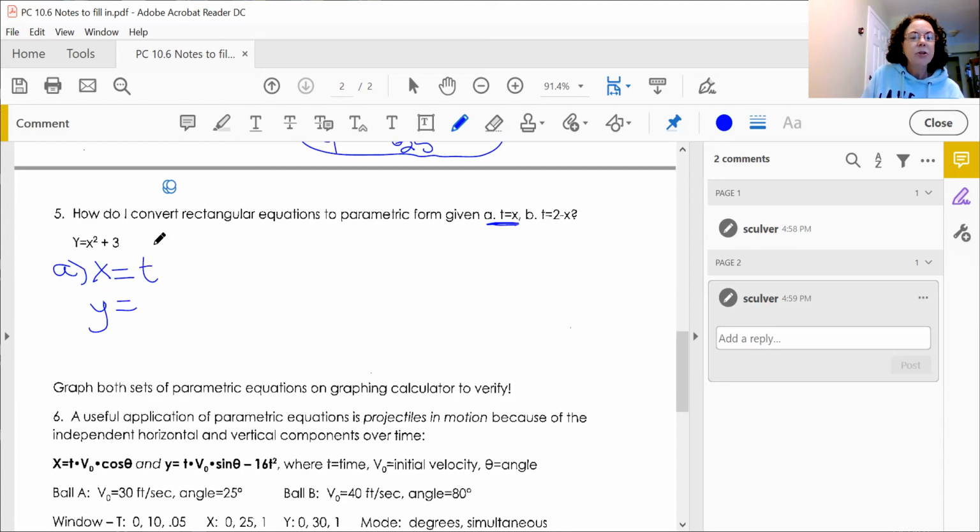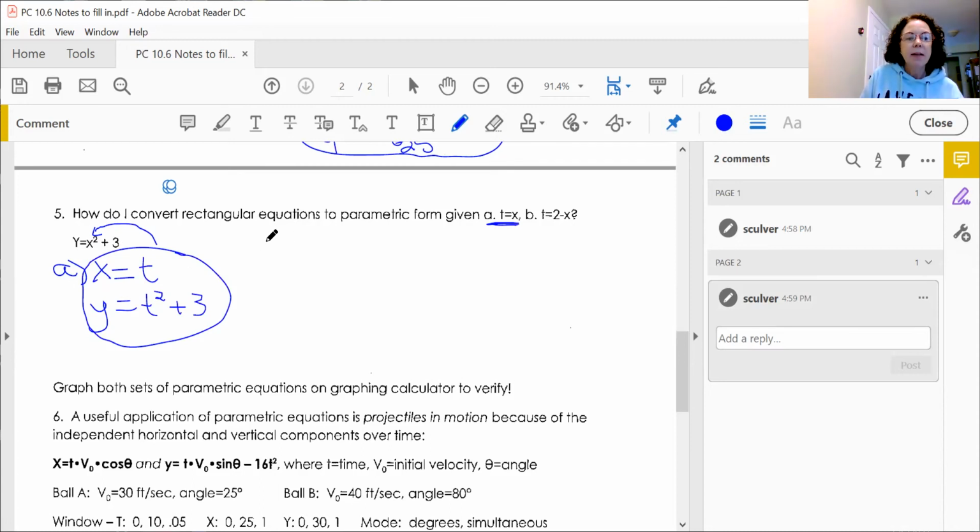Then all we have to do is where you see, here's your y equation, y equals x squared plus 3, right? So y equals, right, here's our second part of our pair of equations. My x right there is a t squared plus 3, and there you go. There is the set of parametric equations for the rectangular equation they gave us.